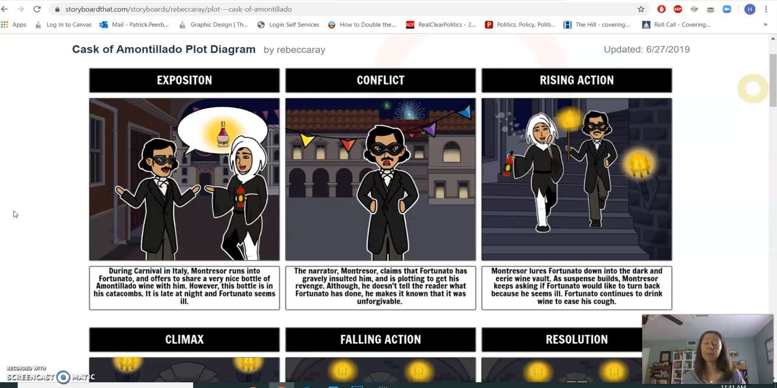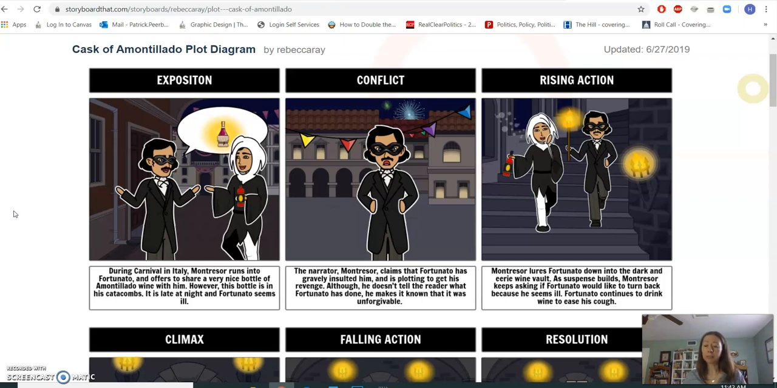So he brings him home. They walk down into the catacombs. And as they're walking down to the catacombs, you get this description of this dark, damp space with mold on the walls. The catacombs are a place where generations of Montresors have been buried. So this is a time period when caskets weren't used. Bodies were put into these little niches in the wall and left to decompose underground.